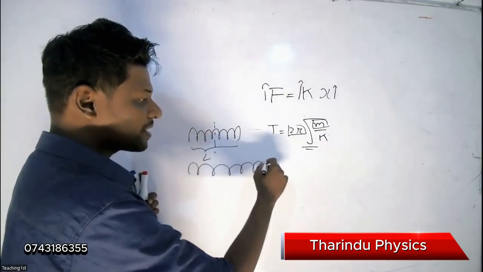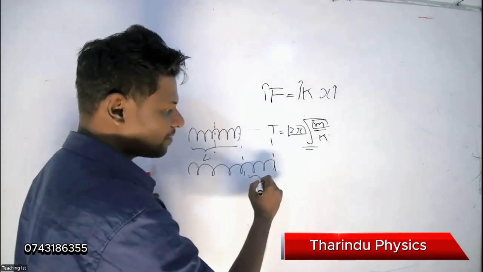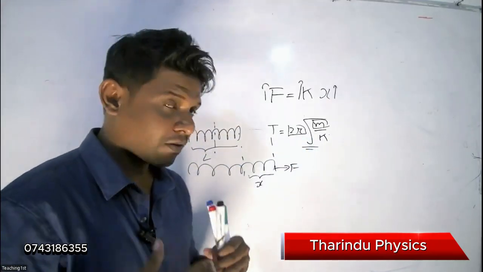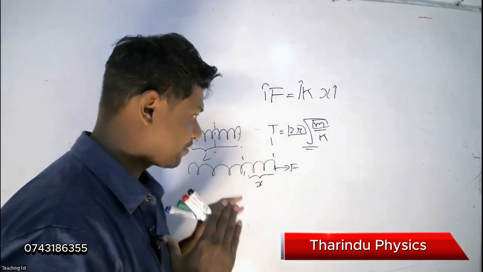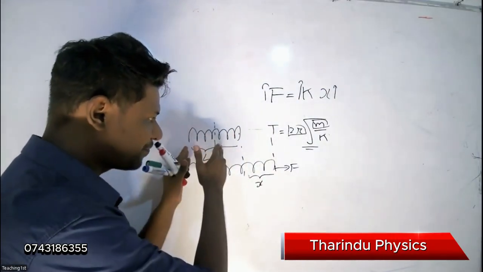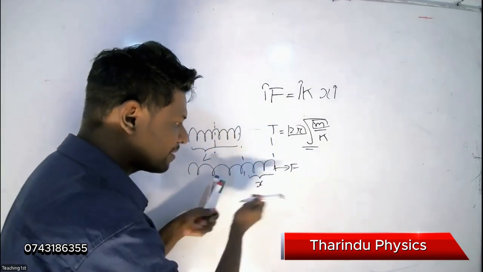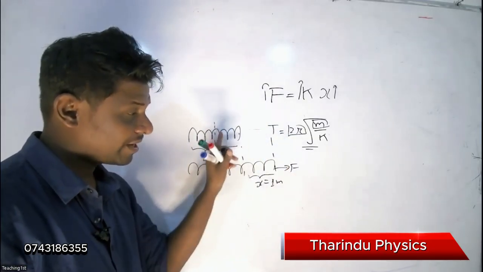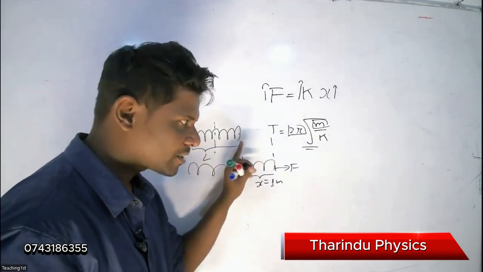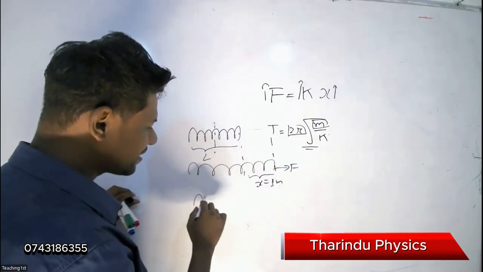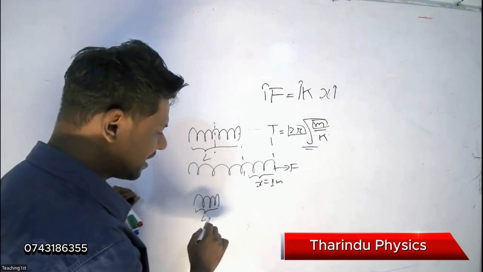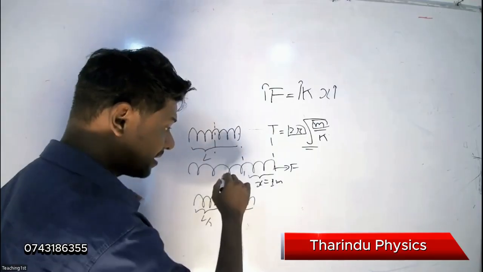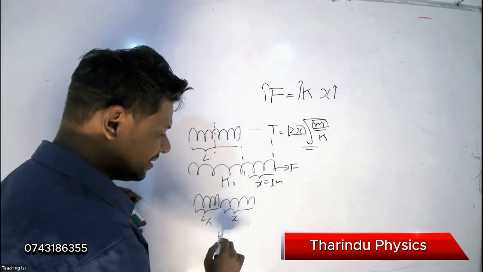the force required to extend a spring by a unit length. If the length is this much, to extend by 1 meter, unit length means 1 meter, you need some amount of force, and that is called the spring constant. Now, if the length is reduced to half, L over 2, you also need to do the same extension to find out the new K. It is K1 here, this is K2.